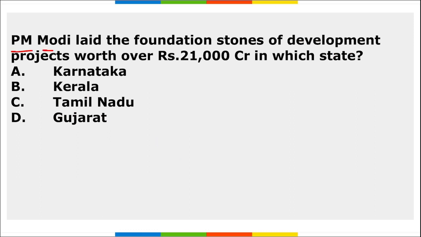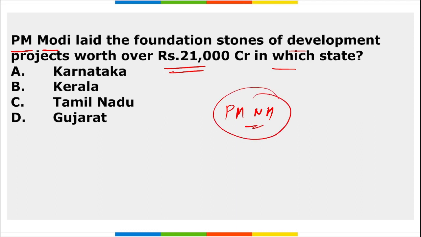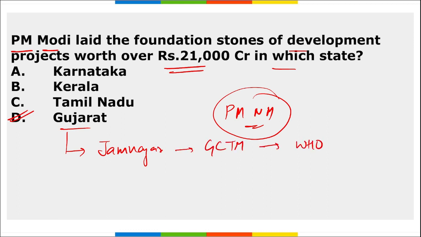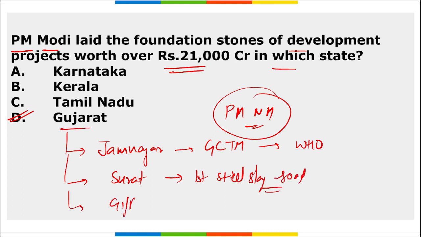Next is, PM Modi has laid the foundation stones of development projects worth 21,000 crore rupees in which state? So remember, Prime Minister Narendra Modi has inaugurated and laid the foundation stone of development projects worth 21,000 crore rupees in Gujarat. If we are talking about Jamnagar, a Global Center for Traditional Medicines will be developed here with the help of WHO. In Surat, the first steel slag road is located. GIFT City is also in Gujarat only. So these are some current affairs that you need to remember regarding Gujarat.